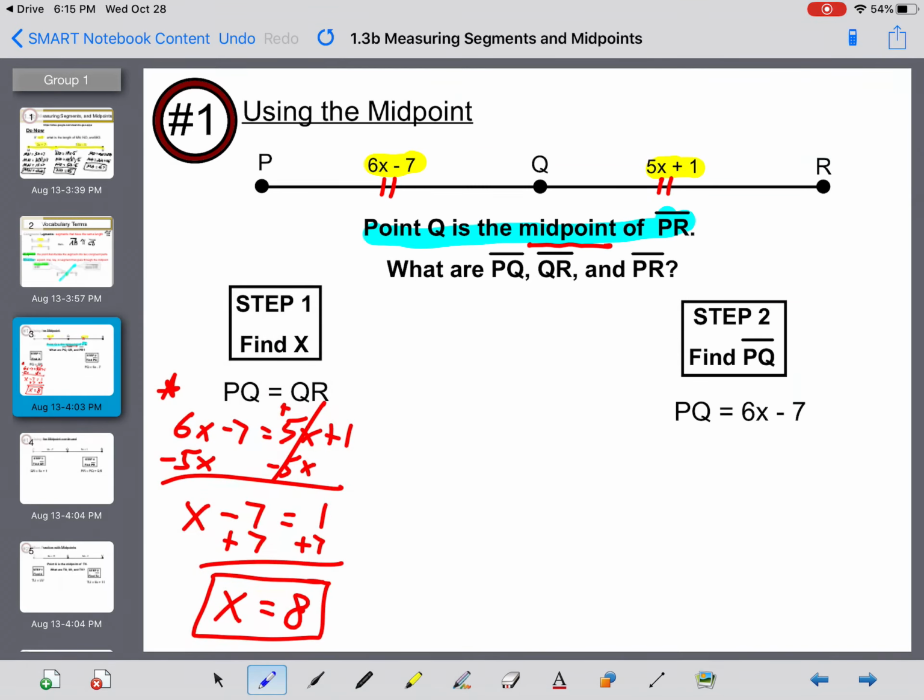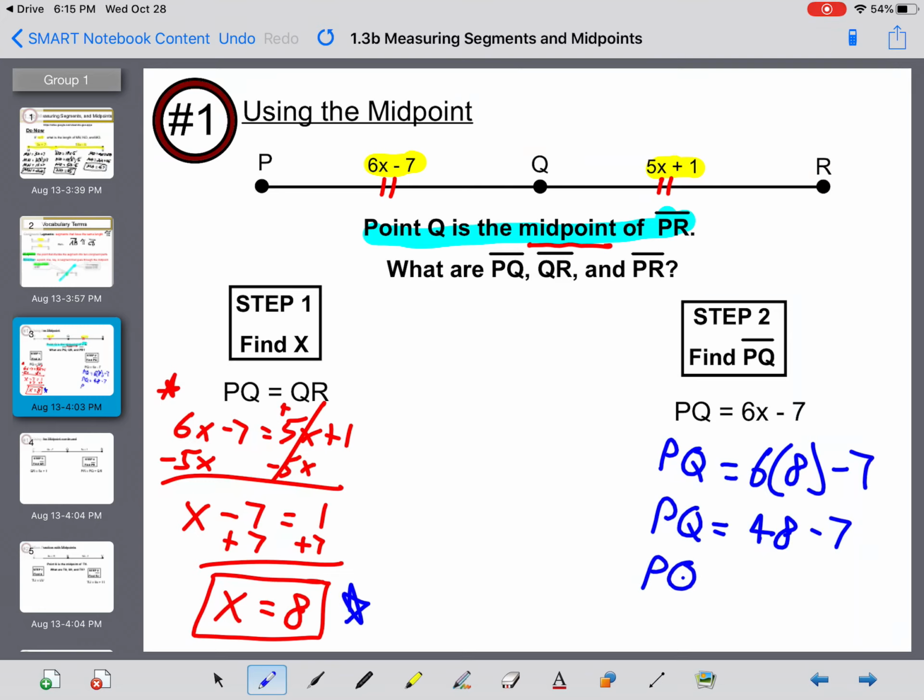All right. Step 2 is to find PQ. Well, PQ is 6x minus 7. So all I need to do is plug in my value for x, which we now know is 8. PQ equals 6 times 8 minus 7. Well, 6 times 6 is 36. 6 times 7 is 42. 6 times 8 is 48 minus 7. And 48 minus 7 is 41. So the length of PQ, and you could put it right above 6x minus 7, is 41.